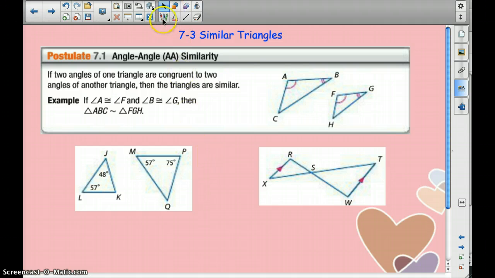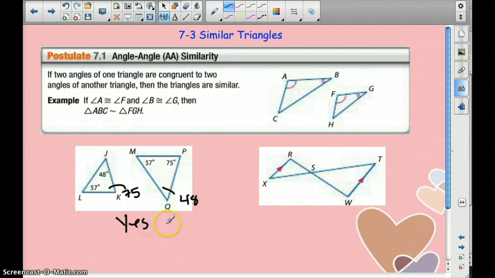So let's see if these two triangles are similar. Well, if we take 48 plus 57, add them together, and subtract from 180, this should be 75. And if we take 75 plus 57 and subtract from 180, then this should be 48. So yes, they are similar because they have at least two angles that are congruent.